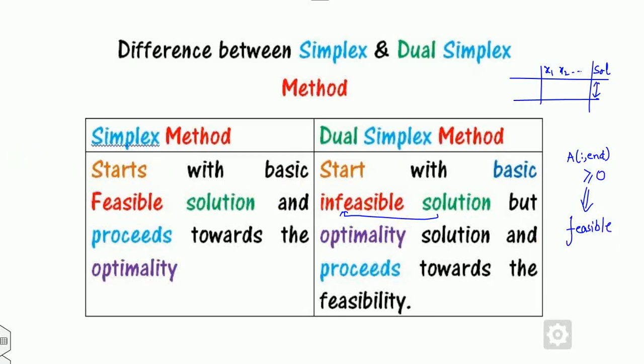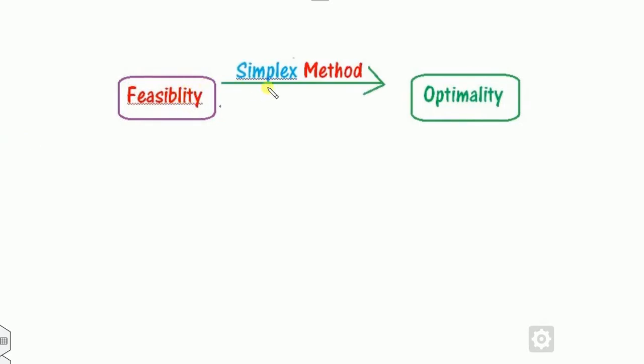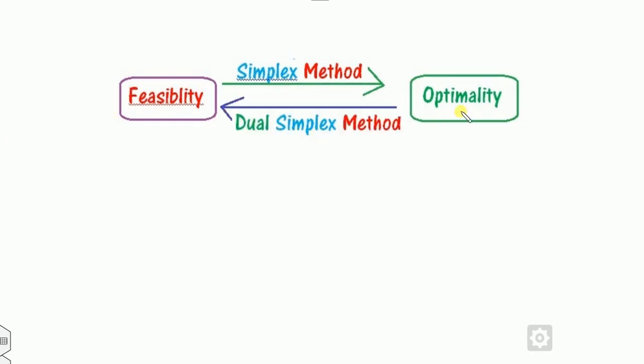In other words, there are two things: one is feasibility, the second is optimality. If you already have feasibility and you try to reach optimality, that is, you start from feasibility and reach optimality, then we use the simplex method. On the other hand, when you have the optimal condition and you want to preserve feasibility, then we use the dual simplex method. This is the basic difference between the simplex and the dual simplex.